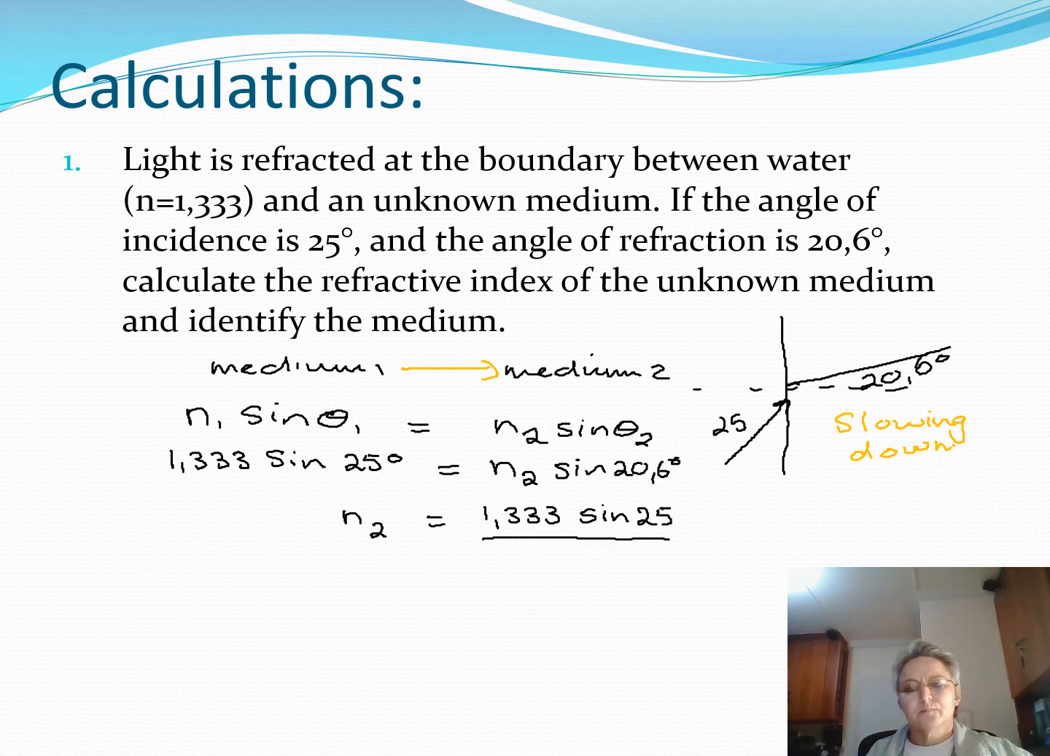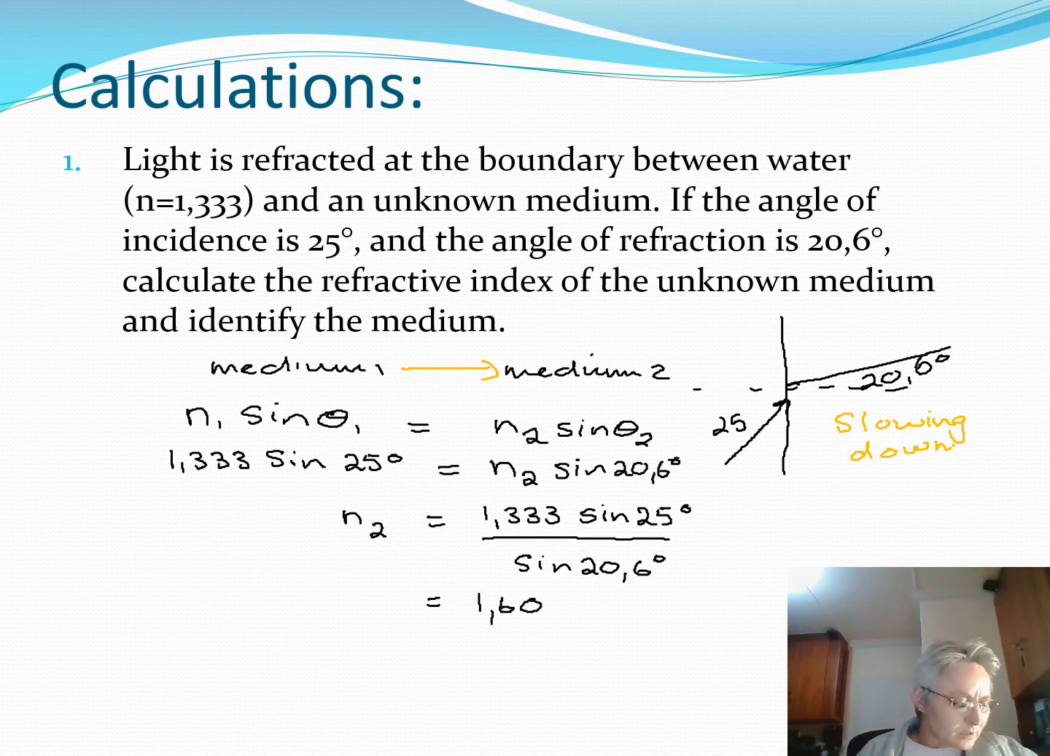So doing simple mathematics, to get n2 is 1.333 sine 25 divided by sine 20.6. And I would advise you not to do these calculations separately, but to substitute all the values into your calculator, because writing down rounded off values and doing the calculation for n2 with the rounded off values has a major effect on your final answer. So the answer I get is 1.60, and I can ignore the 1 after that.